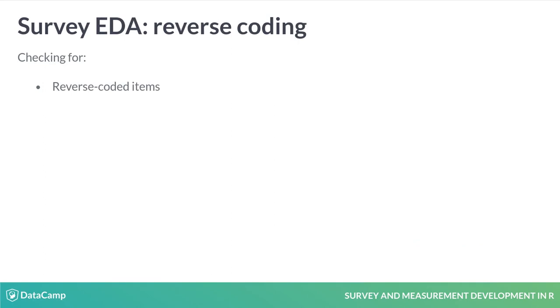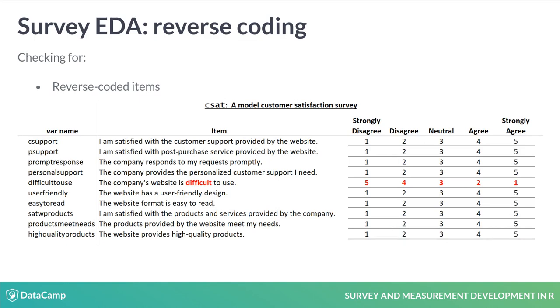We also need to check for items that are worded in the opposite way, so to speak, of the other items. To take an example, let's examine the items of our customer satisfaction survey. All these items carry positive connotations except the item difficult to use. A company certainly doesn't want its site to be difficult to use, so we want to measure the opposite of the responses here. This is called reverse coding.